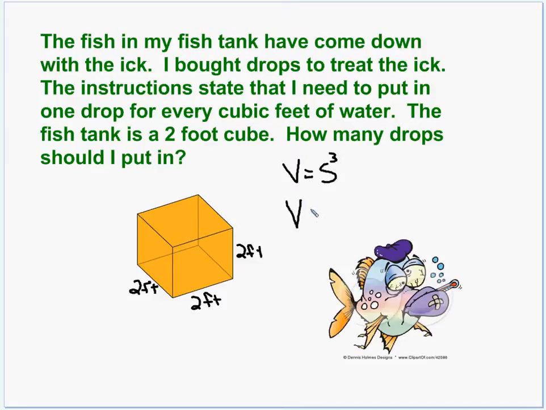Now let's substitute what we know. We know S, sides, is 2. Now let's simplify. The volume equals, what is that? Let's see, we have 2 times 2 times 2. Well, 2 times 2 is 4, and 4 times 2 is, that's right, it's 8. So 8 cubic feet.